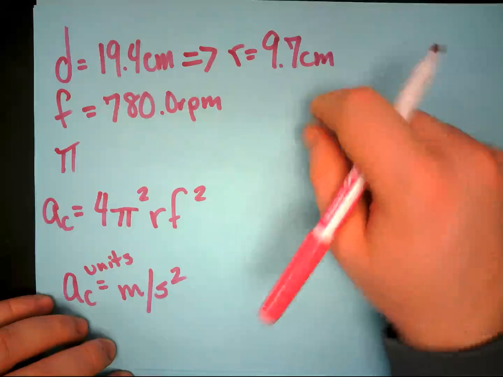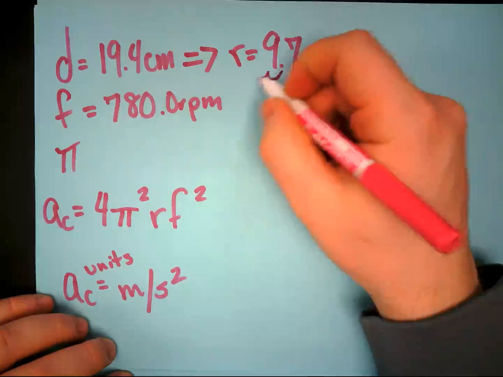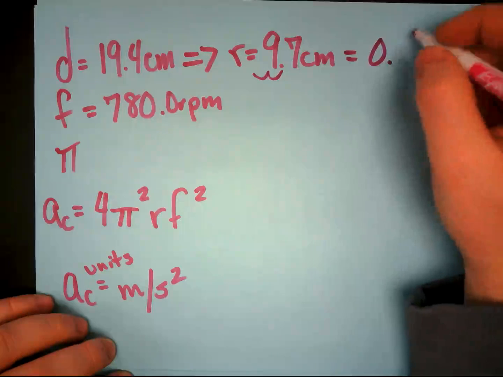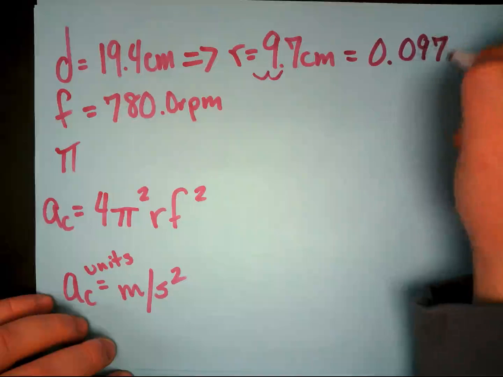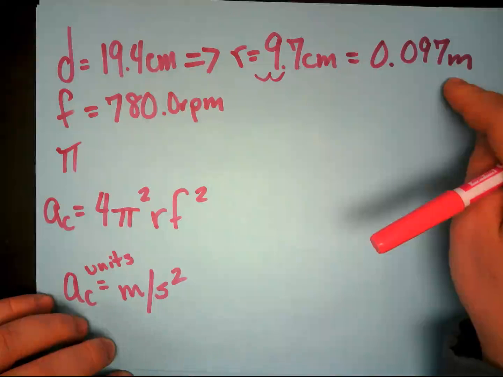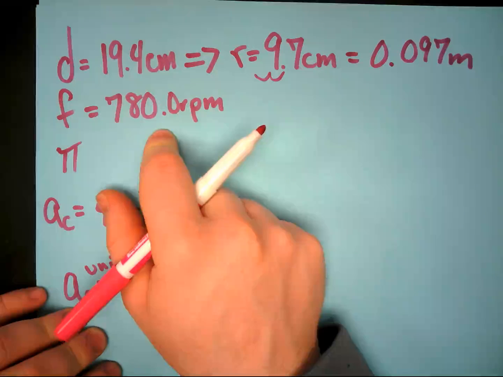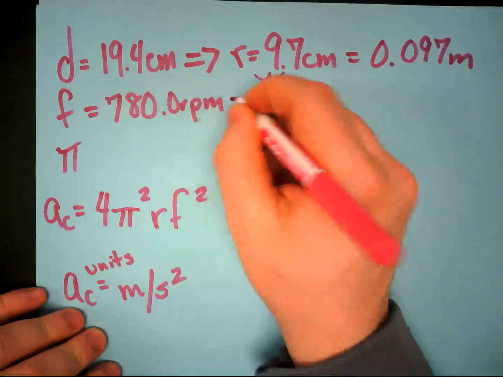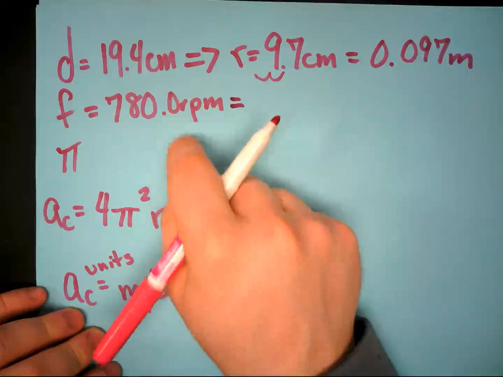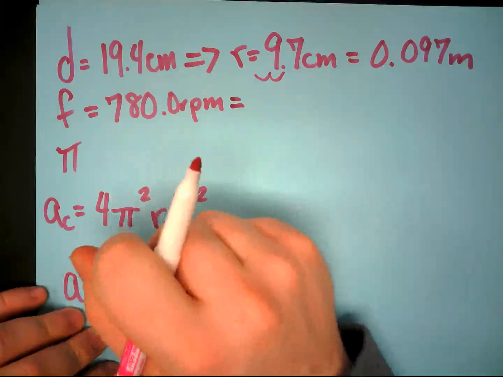Now that I have a radius, I just need to put this in meters. So it's just 1, 2. So 0.097 meters. There's my radius, 0.097 meters. Okay, now I've got to figure out how to get this rather than revolutions per minute, revolutions per second.